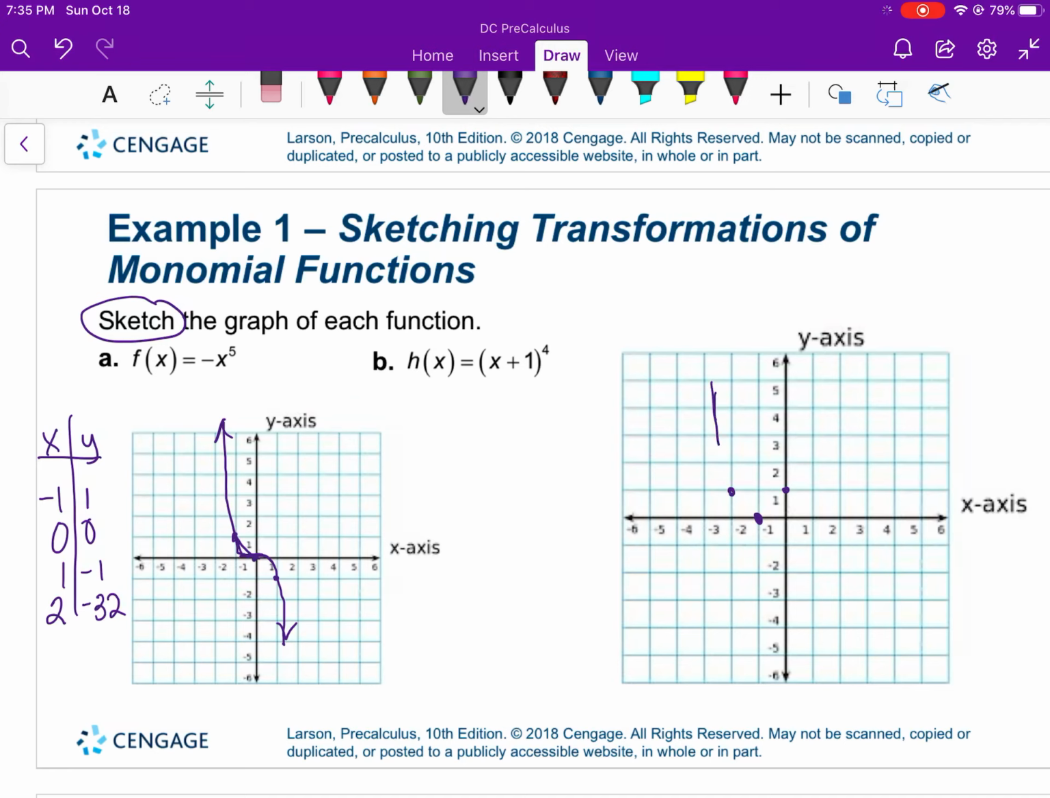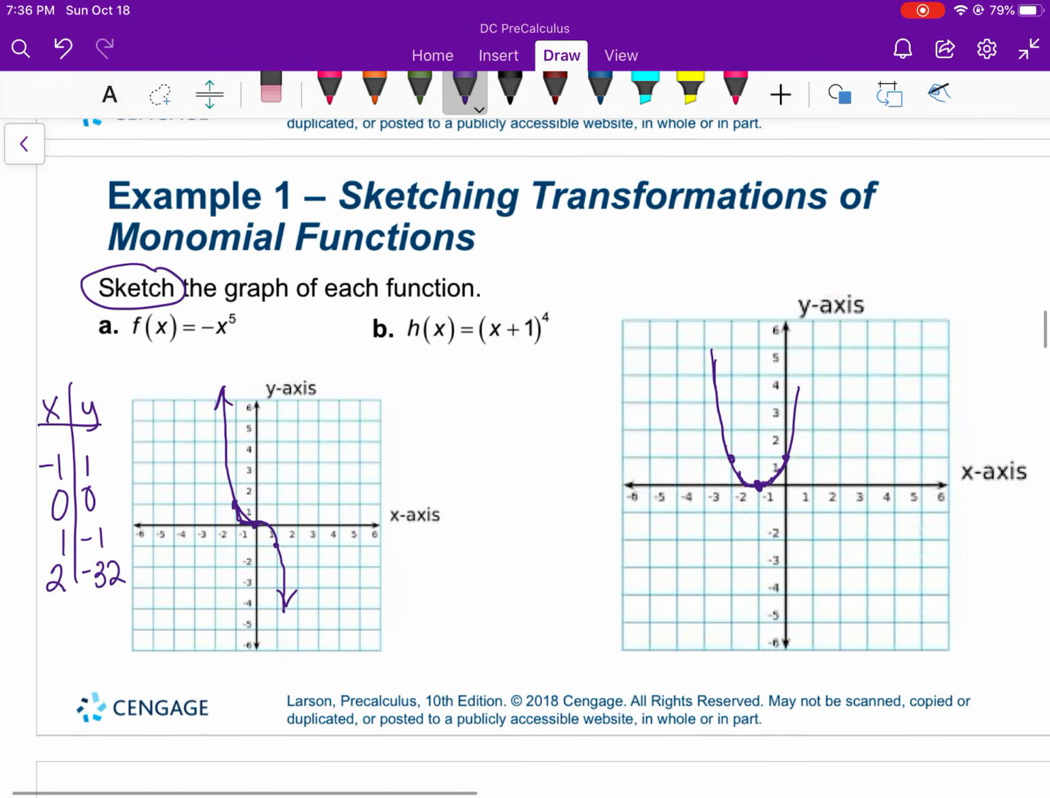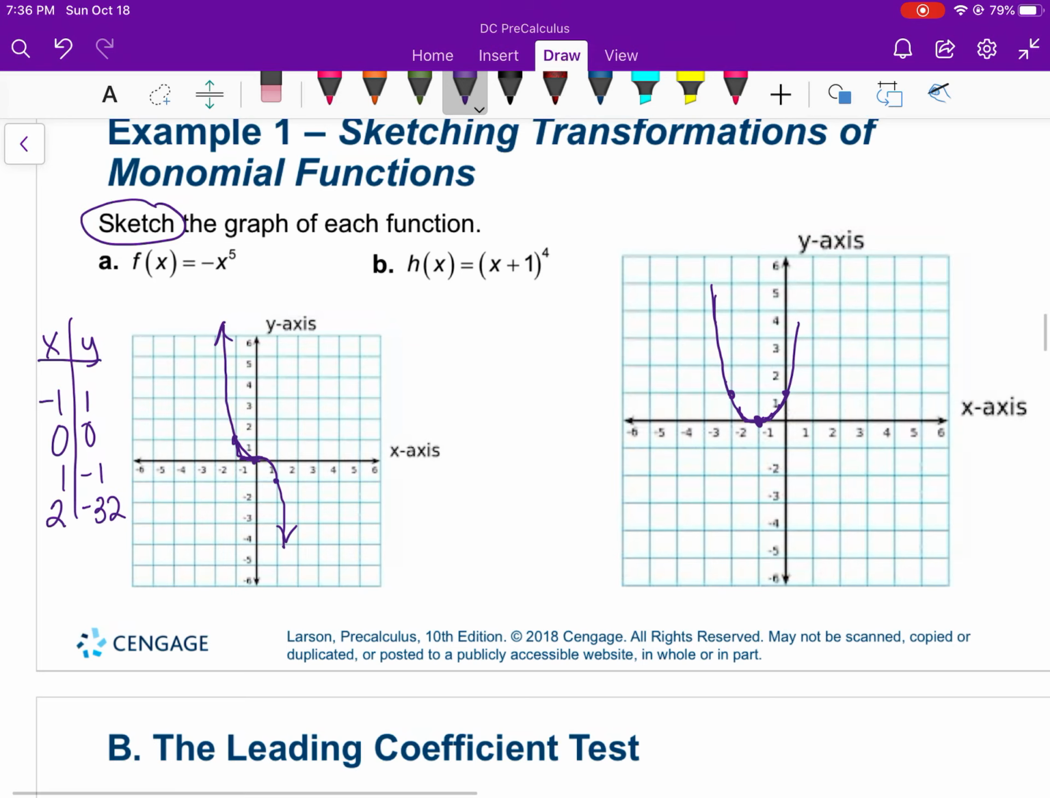And again, when I sketch this, I'm going to try to really flatten it out here at my intercept. So that's kind of what we're looking at for these sketches. Just flatter at either x-intercept there, or as you pass through the x-axis.